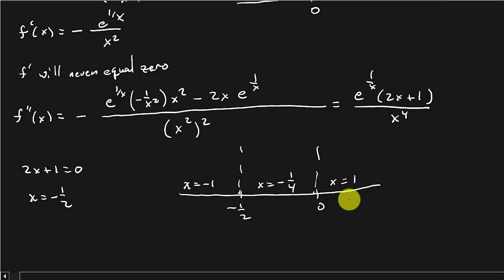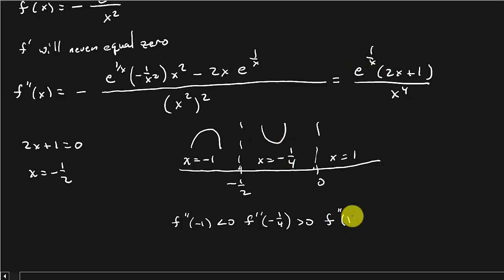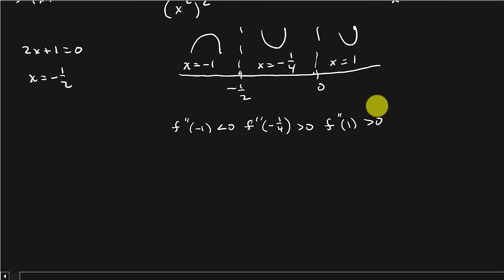All right, so I'm going to obviously plug all of these into here. But look, you don't have to plug it into everything, because you can see the -1, when we plug it into here, it's positive. When we plug it into here, this is going to be positive. So the only thing we've got to check is here. So if we plug the -1 in, that's a negative, positive, positive, that's negative. So that's concave down. And then f double prime of -1/4, that's a positive in here, positive, positive, that's greater than 0, that's concave up. And then f double prime of 1, that's going to be positive also, that's concave up.